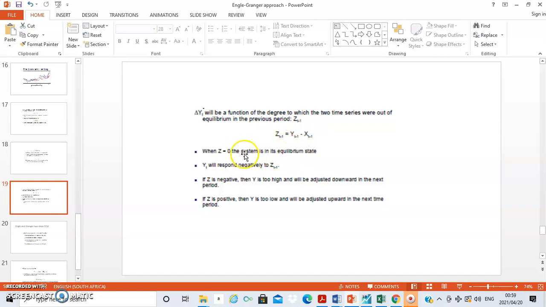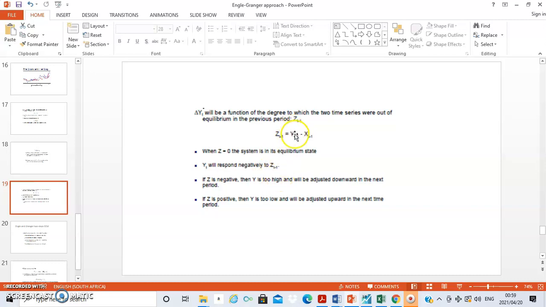And that's why we are saying that this z captures the degree to which these two are in disequilibrium, and that's why the z value will not be equal to 0, because it will tell you the degree to which these are in disequilibrium. Because if they were in equilibrium, you wouldn't have its value being different from 0. And so for this reason, we say y, which is the dependent variable, responds negatively to zt minus 1.